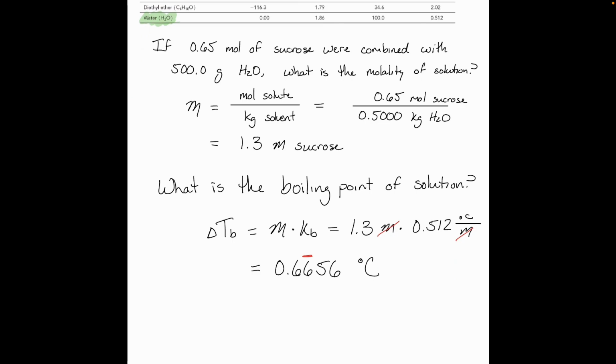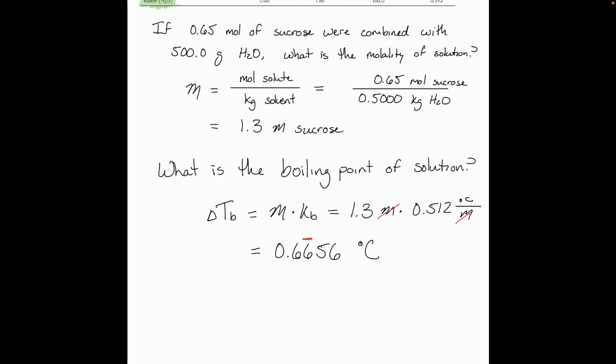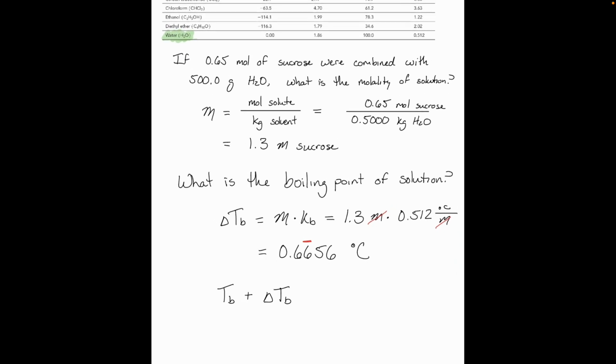No, because of course this solution is not going to boil at 0.6 degrees Celsius. That's the difference between the normal boiling point and the boiling point of my solution. And again, is this boiling point going to go up or down? Up for boiling, down for freezing, up for boiling, right? So that means in order to calculate my new boiling point, I'm going to take the boiling point and add that delta TB on there.